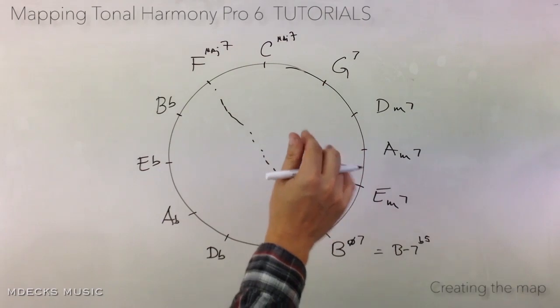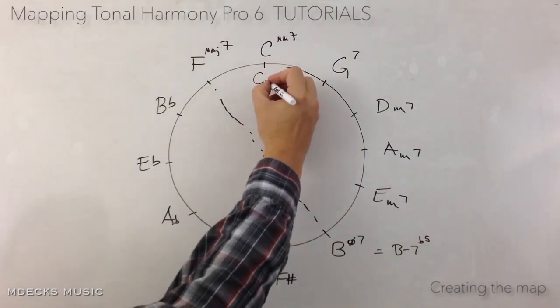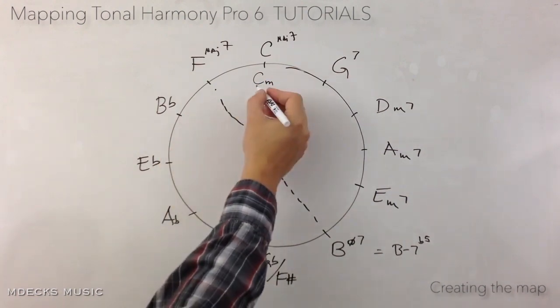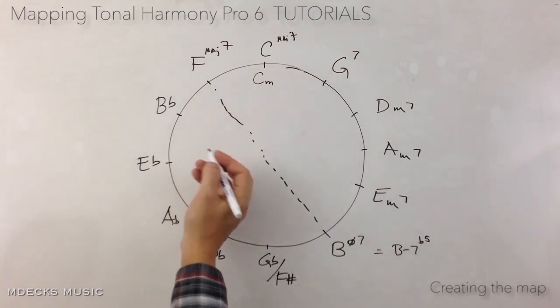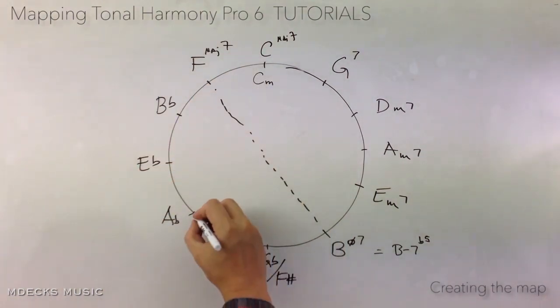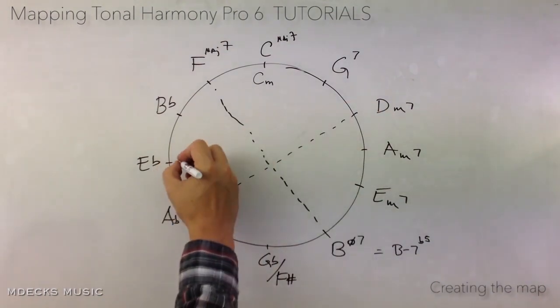Now let's take a look at the C minor scale. I will use the inside of the circle for C minor. C minor is a relative minor of E flat major. So we can build the C minor circle based on the E flat major circle of fifths. We used that diameter before. Now we can use this one from A flat to D.